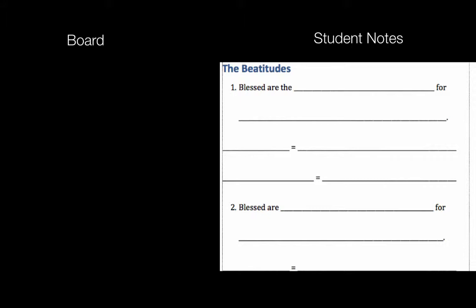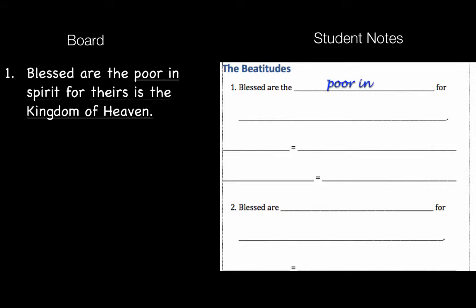So as we begin, we'd start off by saying, let's look at Matthew 5. The first Beatitude says, "Blessed are the poor in spirit, for theirs is the kingdom of heaven." So you turn around and you write that on the board. The students fill in the blanks on their worksheet. You wait a minute for them to get that written down.